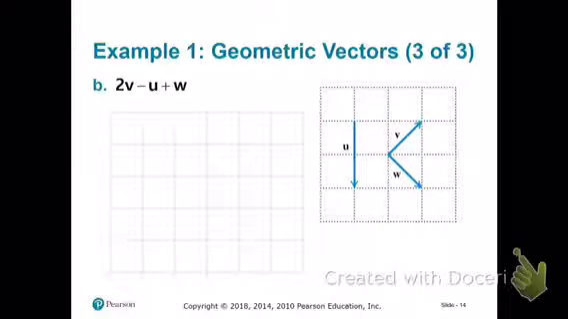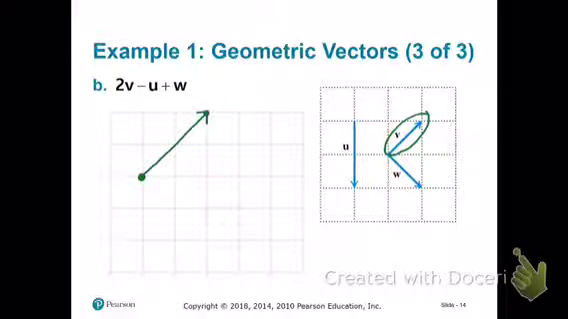So let's move on to part B. It wanted 2 times vector v minus u plus vector w. Alright, so let's do 2 times vector v. Notice vector v, and I want 2 of them, so I'll pick a starting point here. Vector v went up to the right, diagonally across 1 square, and I want 2, so I'm going to go across 2 squares. I drew my initial point, I drew my terminal point, and I'm going to put my arrow for direction.